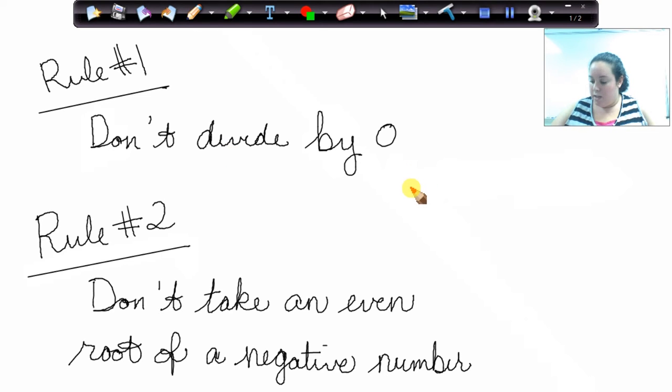It doesn't make sense. So when you come across a problem that is trying to divide by 0, say this is undefined. This doesn't make any sense.